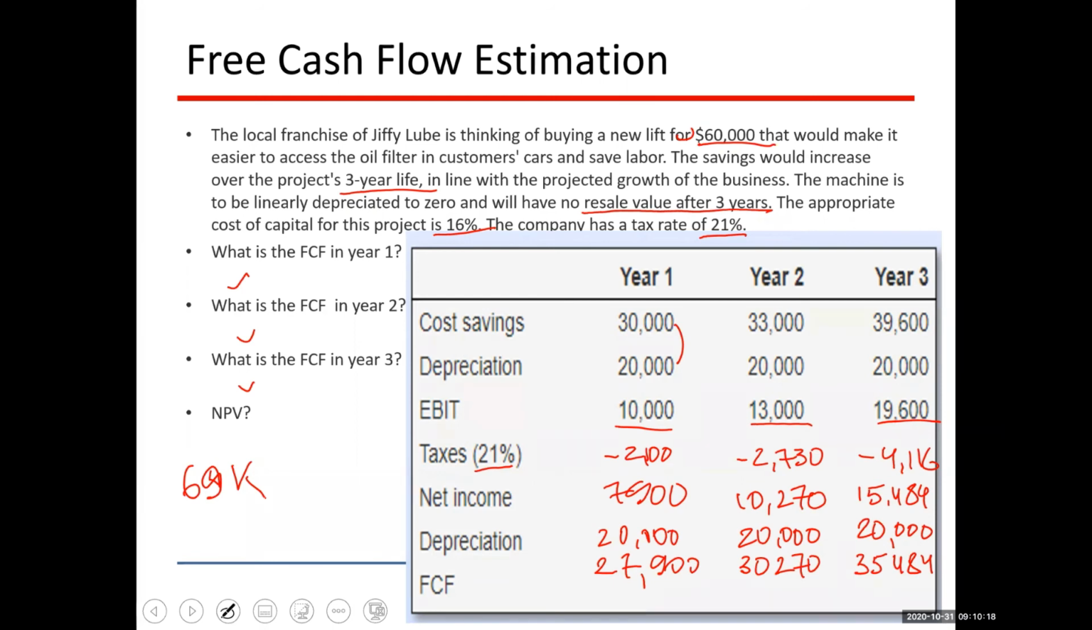I forgot to deduct the 60. Yeah, that's the point. So the first cash flow is -60, right? Don't forget you have to buy the machine.